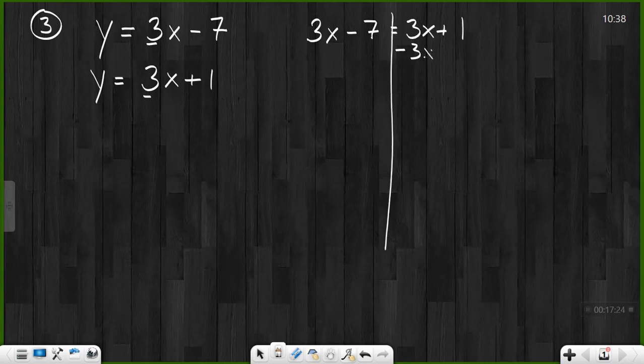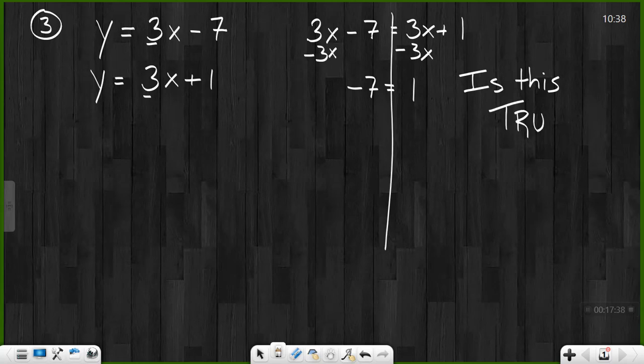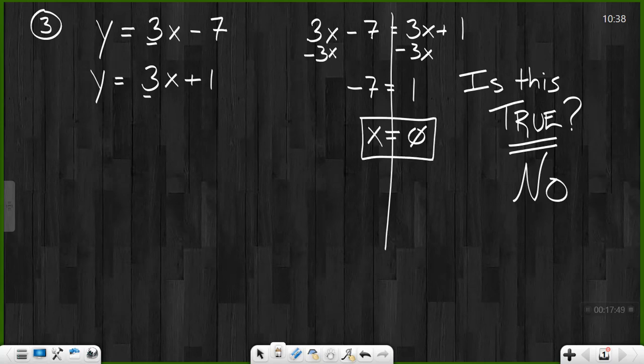And when we do that, I subtract 3x from each side, and something happens here. My x drops out, and I'm left with a statement. And just like solving a linear equation, as we've always done, we ask, is this true? Whenever your variable drops out, you ask, is what remains true? In this case, the answer is no. Negative 7 does not equal 1, and therefore this will never be true. There is no solution. And we write our answer like that.